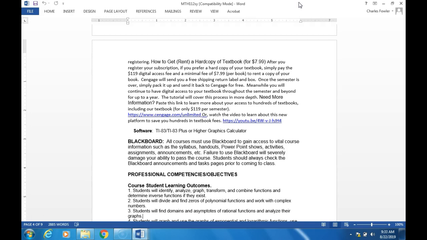I'm the driver. Okay, so if I were rewriting this, which they don't let me, I would say the proper use of Blackboard may enhance your ability to do well in the course. That even is a stretch, but at least it's a lot more positive and closer to the truth. Now, I don't like the last sentence. Students should always check the Blackboard announcements and task pages prior to coming to class. Why would they put that sentence in there anyway?